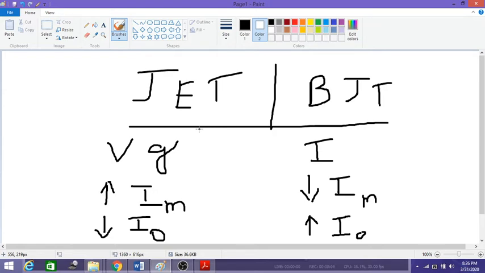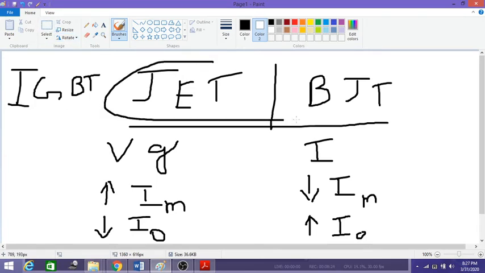compared to BJT. So there is a special kind of JFET that is available, that we call IGBT. It's a special kind of JFET, IGBT, which is used for high speed switching applications. Okay, so now let us revise the main difference between the JFET and BJT.